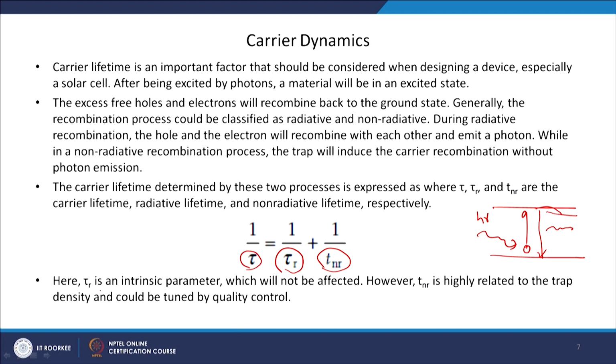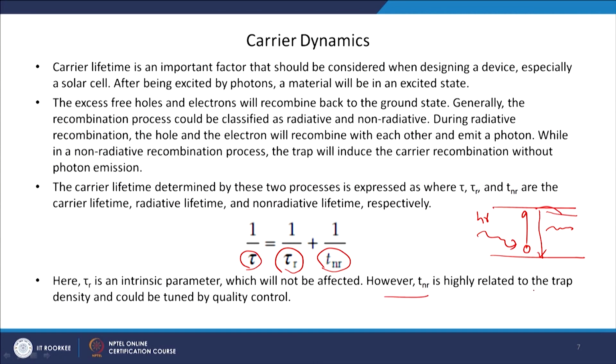Here tau r, the radiative lifetime, is an intrinsic parameter which will not be affected. Whenever the material is defined, its radiative lifetime is already defined. Why? Because whenever we know the material, we already know its HOMO energy level, we already know its LUMO energy level, and we also know how much time the electron can stay in an excited state. So, that means this radiative lifetime is already fixed. But for example, during the growth of the material, somebody has introduced a lot of trap and defect states. Let us say somebody has introduced 10 to the power 9 trap states and another person has introduced 10 to the power 11 trap states. So, the second person has a larger number of trap states than the first person. So, the probability of non-radiative recombination in the case of the second person is higher than the first person.